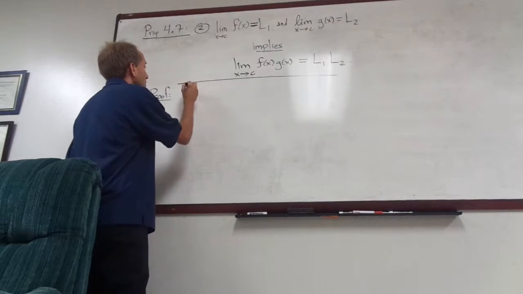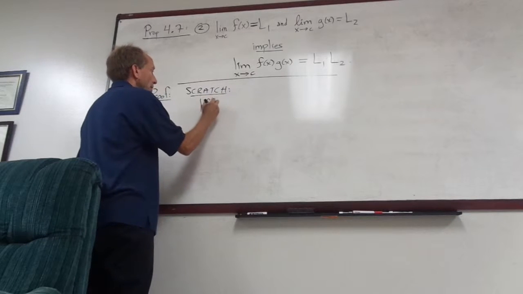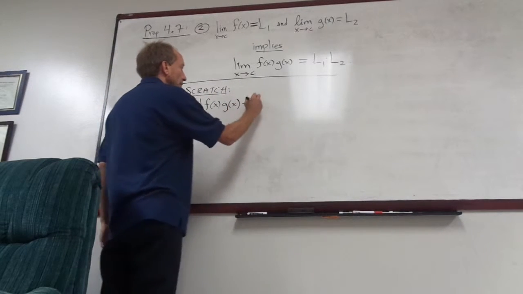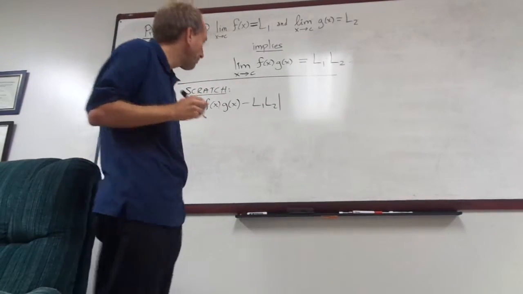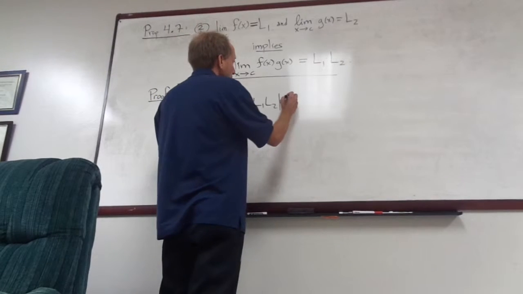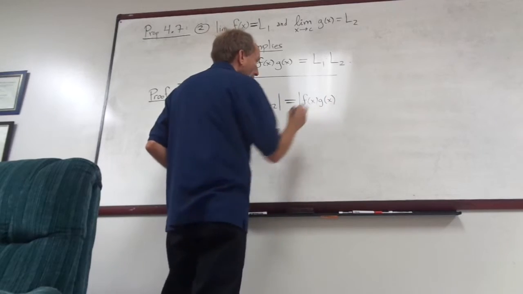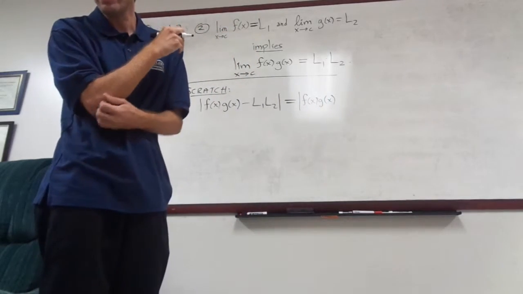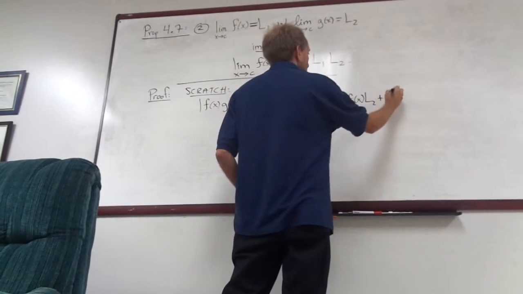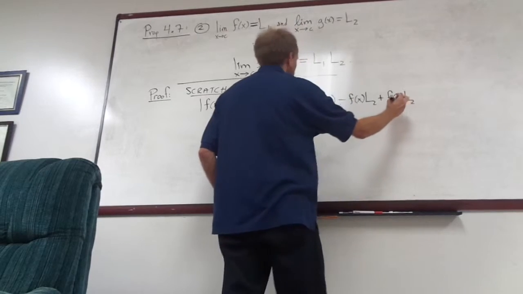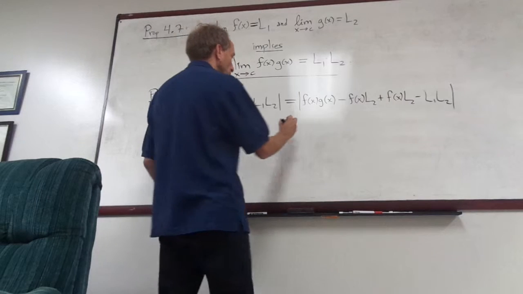So in terms of our scratch work, we have to think about the absolute value of f of x, g of x minus L1, L2, and we want that to be less than epsilon. But there's a little trick we can do: we can add and subtract the same thing in the expression. So I'm going to subtract f of x L2, and then add f of x L2, and then minus L1 L2. Just squeeze that into the middle, and then use the triangle inequality.